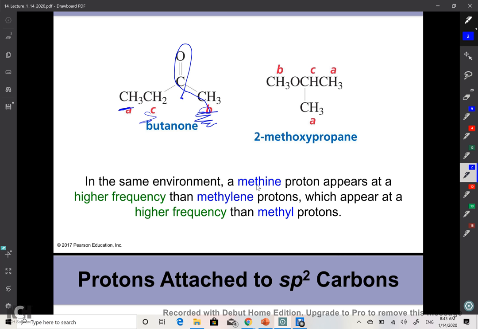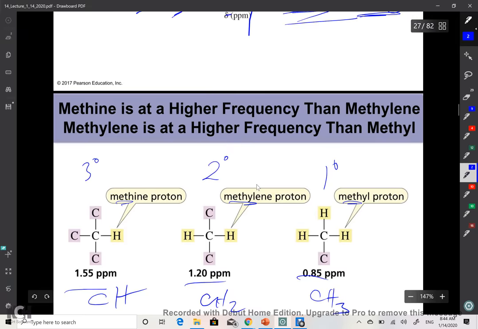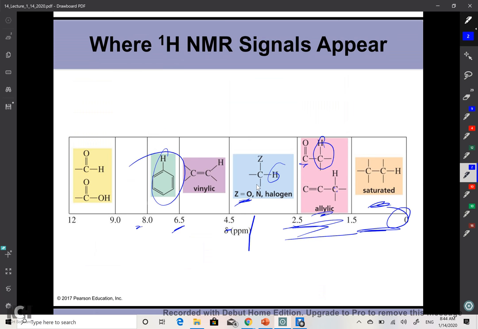2-methoxypropane will have a total of 3 signals. We have the A signal that will appear at low chemical shift. Then we have a B and a C signal. If you have the slide next to you, where do you think B and C will appear? About what chemical shift? Go back to that table and look at it. Where would B and C appear?